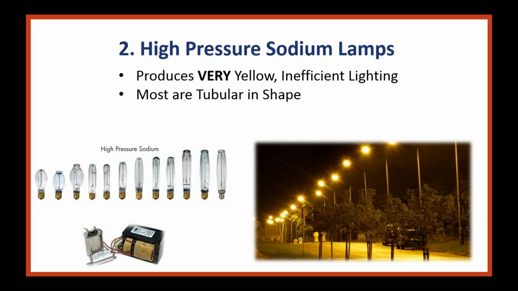Most high pressure sodium lamps are in a tubular shape, as opposed to bulbous. If you look at the line of lamps there, only the very small wattages come in a bulbous type. Everything else is a tubular type lamp. So when you look in a fixture, it's an easy way to identify that it's high pressure sodium. And of course, if it's turned on at night, if it's yellow, you're going to know what it is immediately.